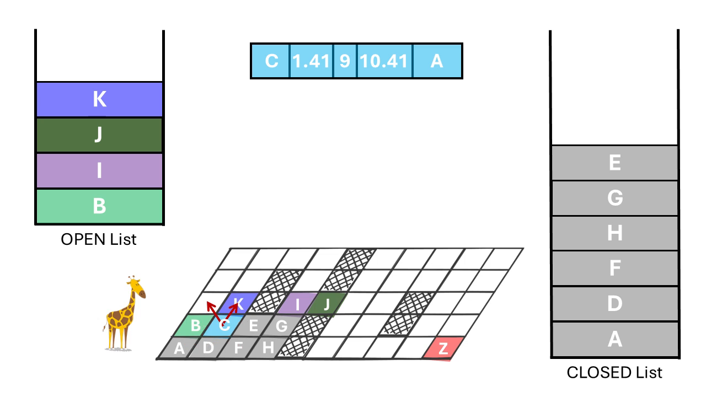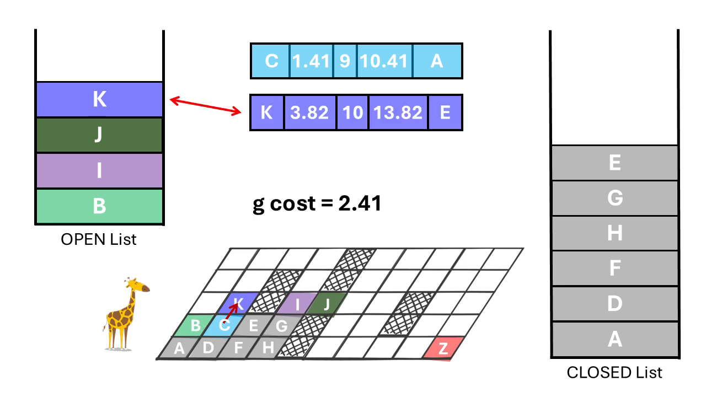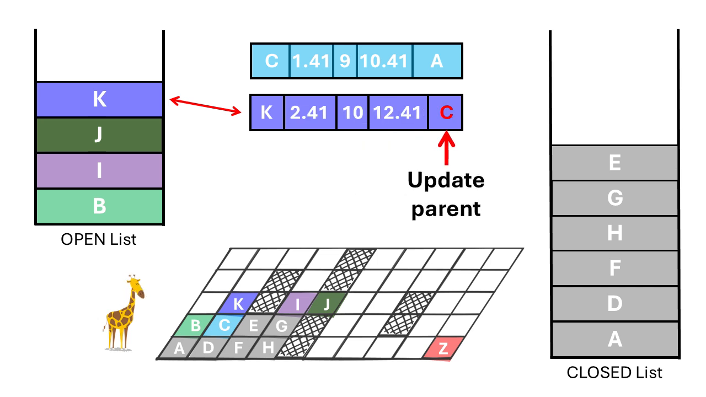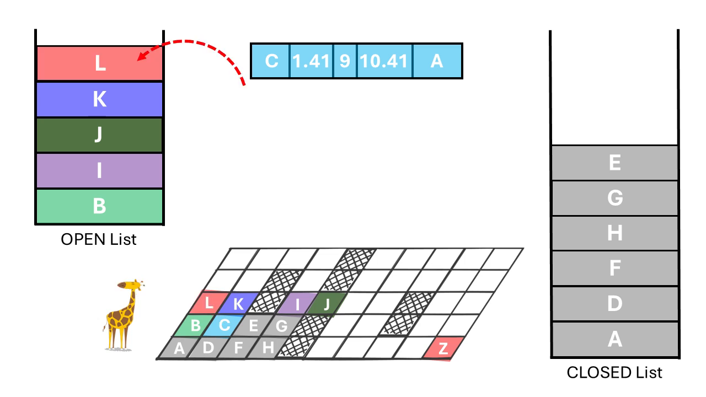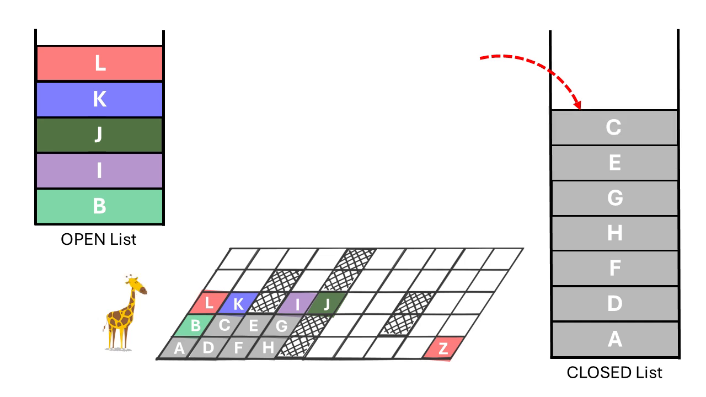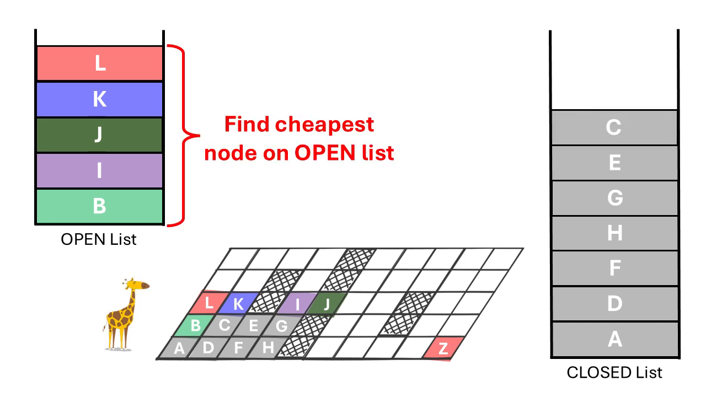Node K is already on the open list, and it turns out that going through node C to get to it rather than going through node E is a better option, so we update its details. Next we have node Al, which is a new node, so we set its values and add it to the open list. Node C is now fully expanded, so it can be placed on the closed list.